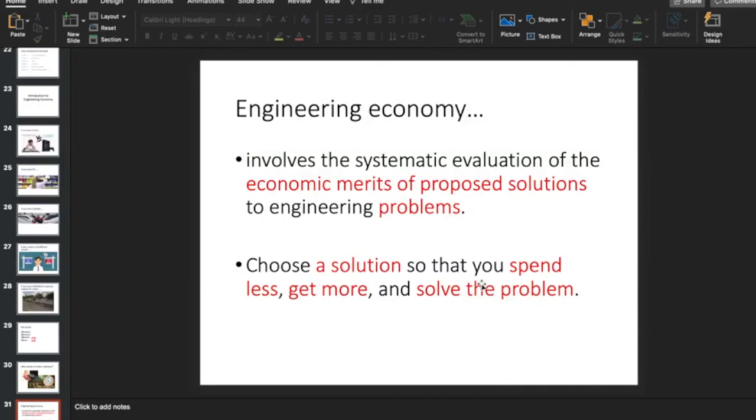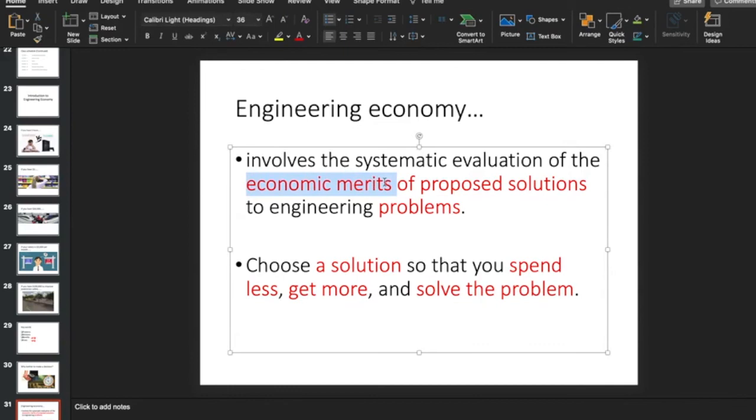So these are just the quotes from our textbook. Engineering economy involves the systematic evaluation of the economic metrics of proposed solutions to engineering problems. So economic metrics, that means you need to have some criteria, like cost, like benefit, like revenue, like income, like profit. Those are just metrics you use, merits, okay? And then you want to quantify them by US dollars, and then you compare different options, and then you find the best solution for your problem. And choose a solution so that you spend less, you get more, and you solve the problem. That's our goal, okay? So these are about engineering economy.